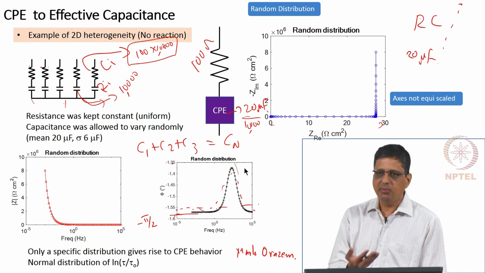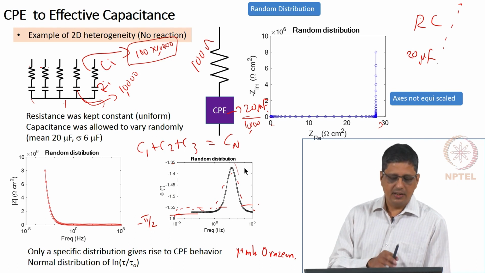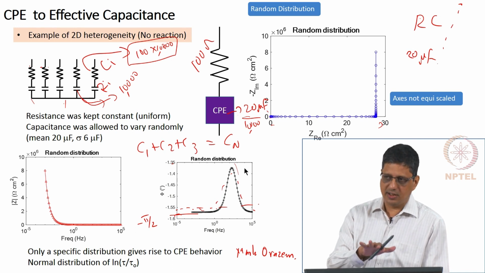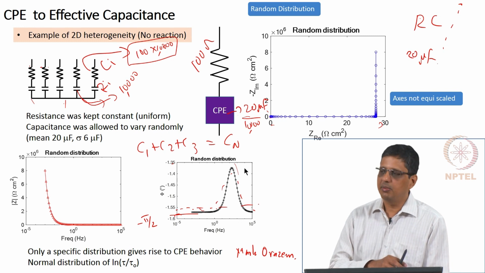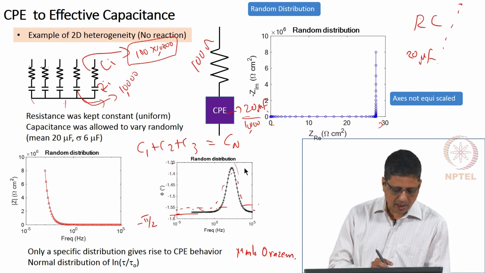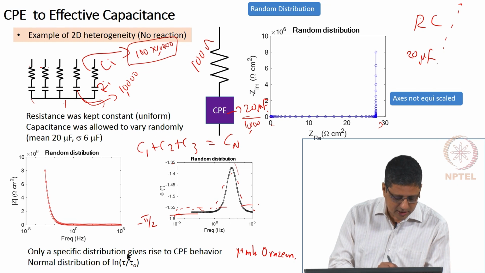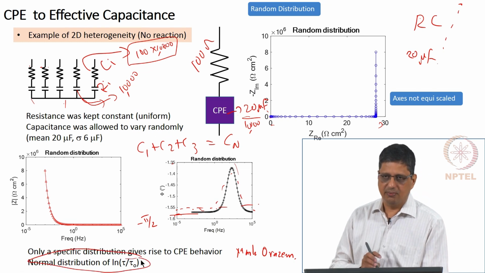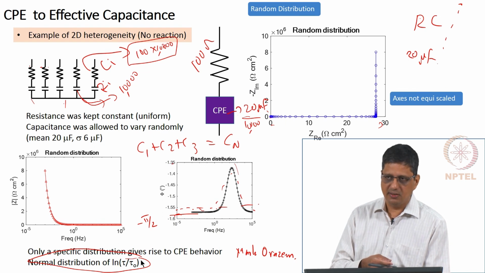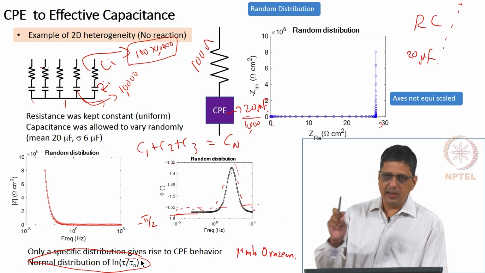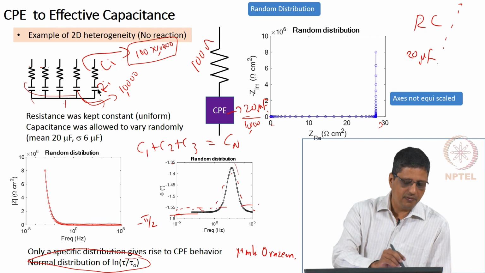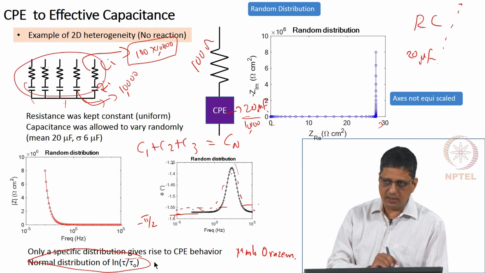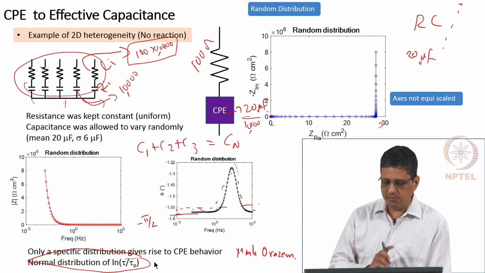Then we can say, okay, probably this is the origin of the CPE behavior. The general idea is yes, this seems to be the origin of the CPE behavior, but this is not coming from a random distribution. Now, I have not created this distribution and verified it yet. That is why I am not able to tell with confidence that if you have many such elements, but where the RC values are distributed in this particular way, you will get a CPE behavior.